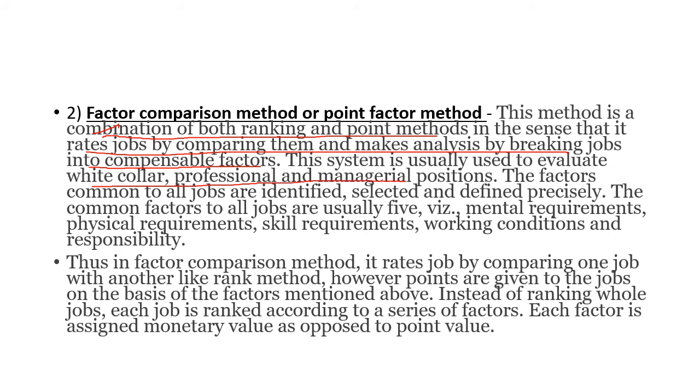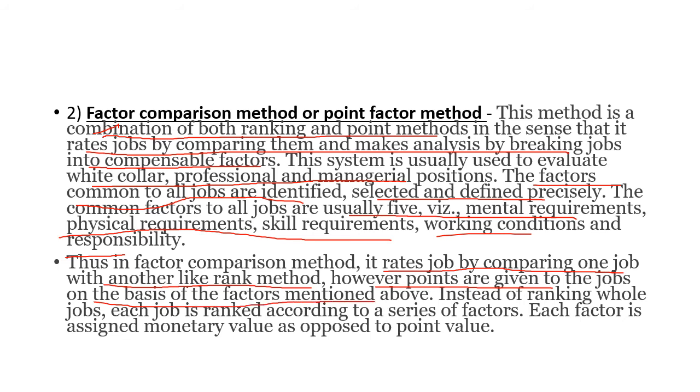The factors common to all jobs, like skill, are identified, selected and defined precisely. The common factors to all jobs usually are five: mental requirements, physical requirements, skill requirements, working conditions and responsibility. Thus, the factor comparison method rates jobs by comparing one job with another, like the ranking method I explained earlier. However, points are given to the jobs on the basis of the factors mentioned above.